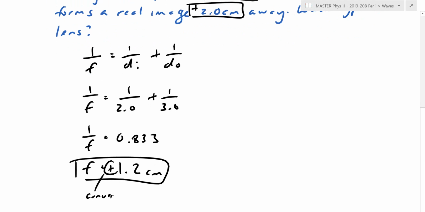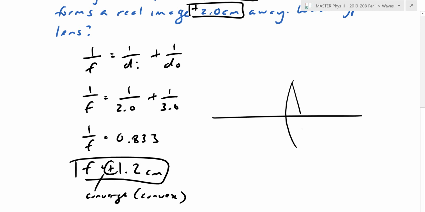Positive means it's the converging type, and the converging lens here, if you remember, is a biconvex lens. So let's just draw a picture to verify here. We have a convex lens. Our object, I'm always going to put it on the left side just for simplicity. Our DO is a positive 3.0. So that's our object, our candle, or whatever.